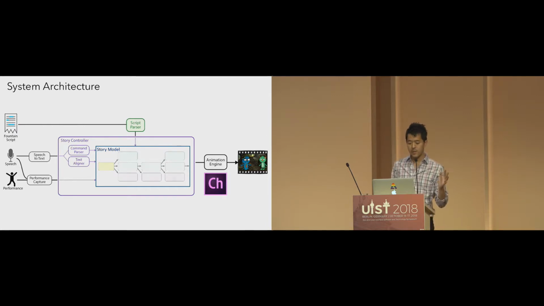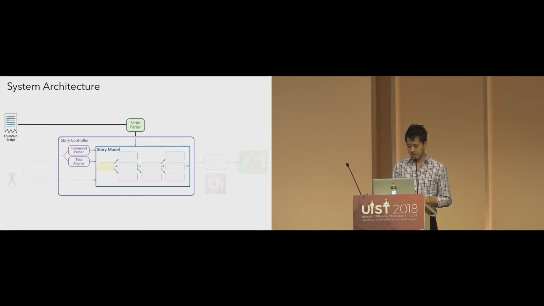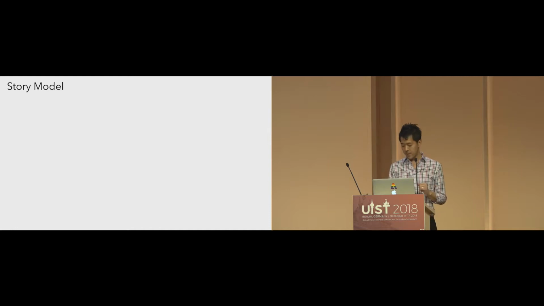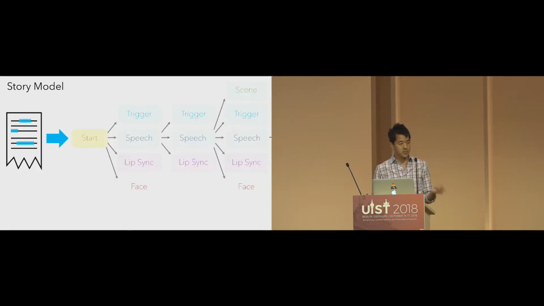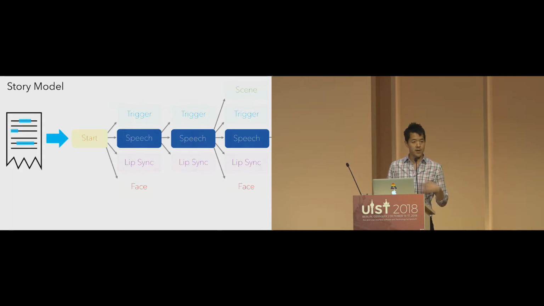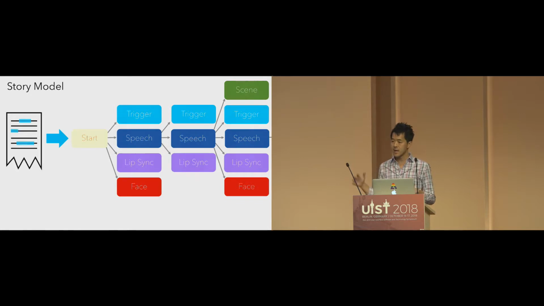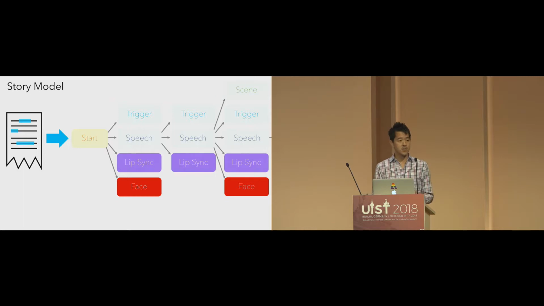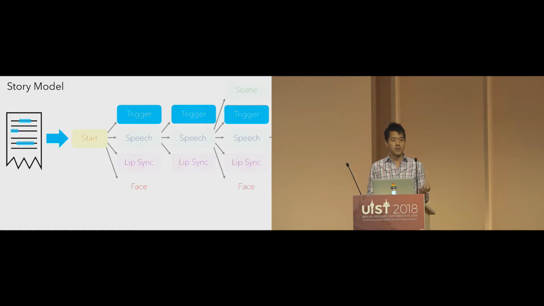Now, since the story model and the controller are the main contributions of our work, I'll say a few more words about those. So the story model represents the annotated script as a directed acyclic graph where this backbone of speech nodes represents each line of the dialogue, and then all these other nodes represent the various other animation events that are marked up in the script. So for example, the lip sync and face nodes represent the mouth and facial animation of the character, and then these trigger nodes represent those predefined animation events like the heart animation that appear at different times in the script. Now, the edges here represent temporal relationships.